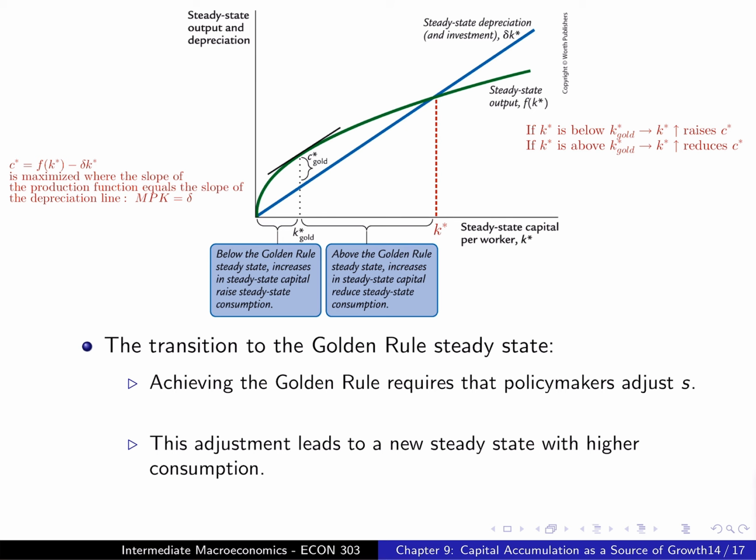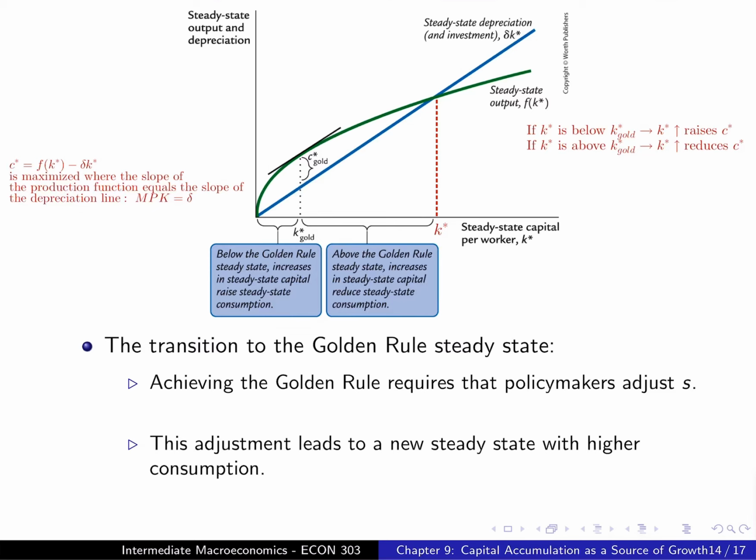Below lowercase k star gold, increasing capital raises steady state consumption. However, beyond lowercase k star gold, further increases in capital actually reduce steady state consumption. Consumption is maximized where the slope of the production function equals the slope of the depreciation line, that is, MPK equals delta. Let's summarize the key insight of the golden rule.